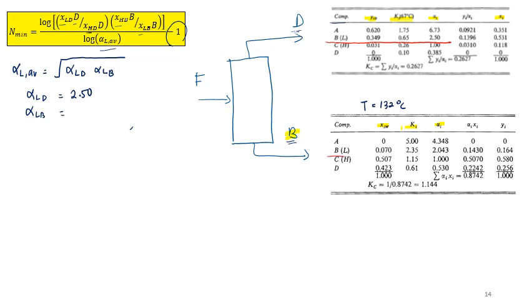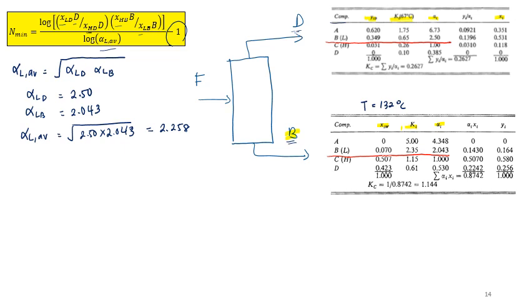here, 2.043. So alpha L average is thus the square root of the product of 2.5 times 2.043, equal to 2.258. So this is the value that you're going to use for the alpha L average.